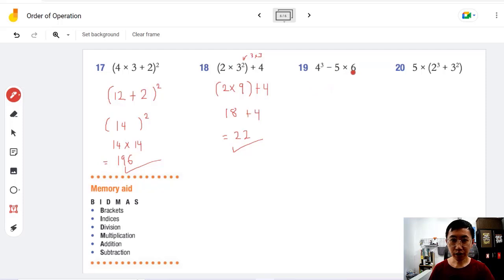Here no more bracket, then we need to check the ranking. So powers first, indices first. So you do 4 to the power of 3. This is actually 4 times 4 times 4. It can be a little bit tricky if you cannot use a calculator, so let's do it slowly.